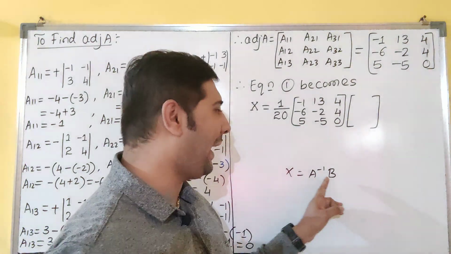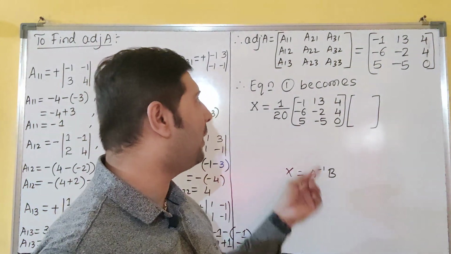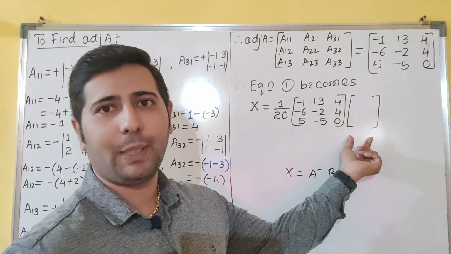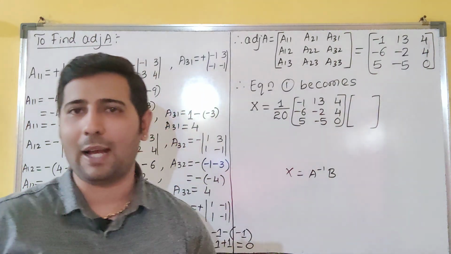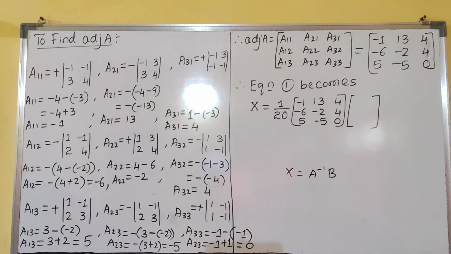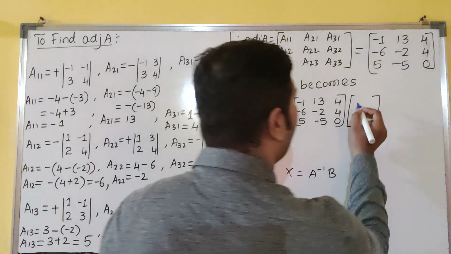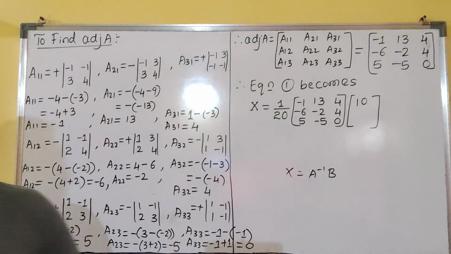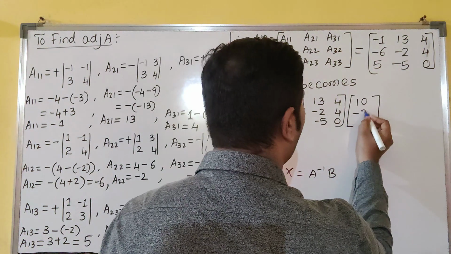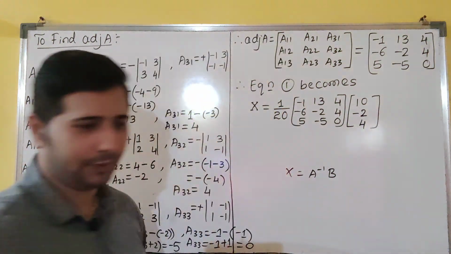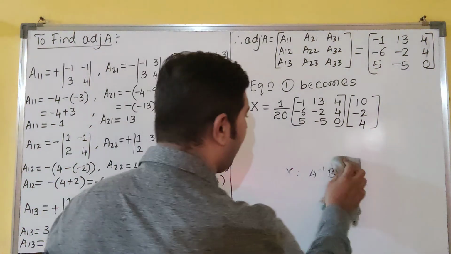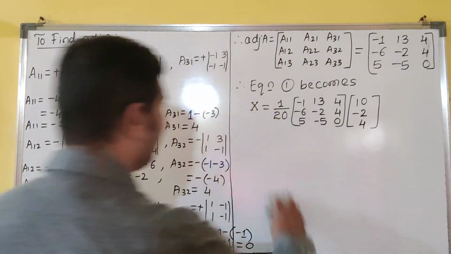So X is equal to A inverse into B. A inverse means 1 by determinant A into adjoint of A into B. B is what? B I will see and write. That is 10, minus 2, 4 dear students. You are having that B value. Please go through this. Clear? So I will erase this one. This is not required for us. So now see.